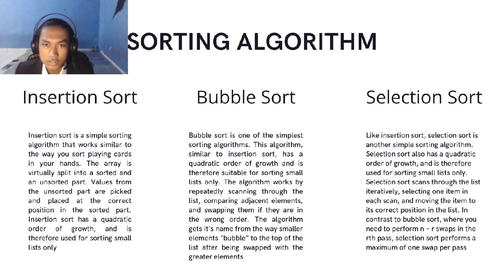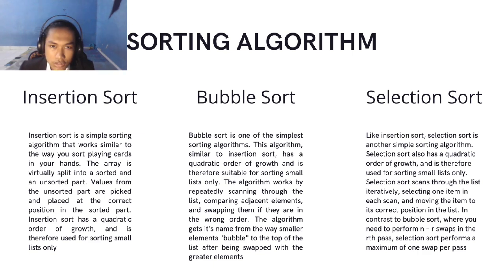In the third slide, I will explain the difference between insertion sort, bubble sort, and selection sort. Insertion sort is a simple sorting algorithm that works similar to the way you sort playing cards in your hand. The array is virtually split into sorted and unsorted parts. Values from the unsorted part are picked and placed at the correct position in the sorted part. Insertion sort has a quadratic order of growth and is therefore used for sorting small lists only.